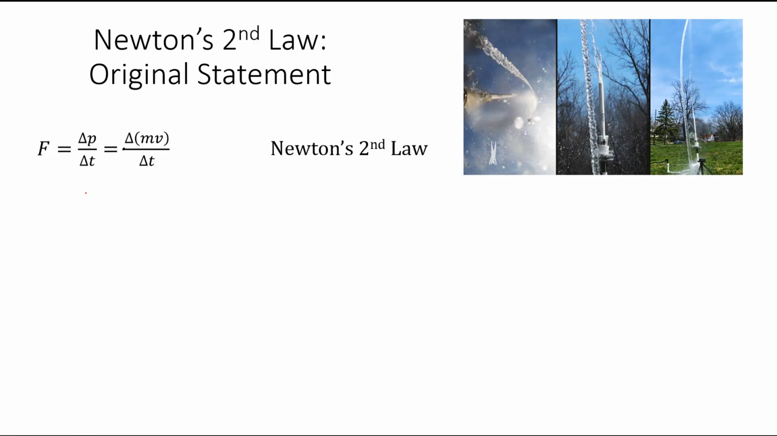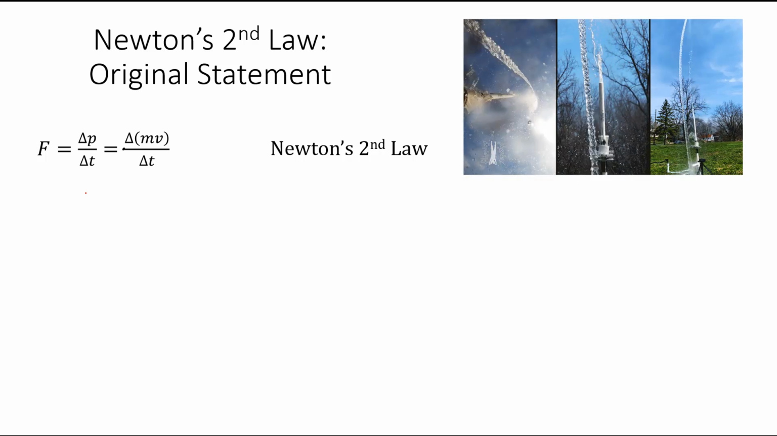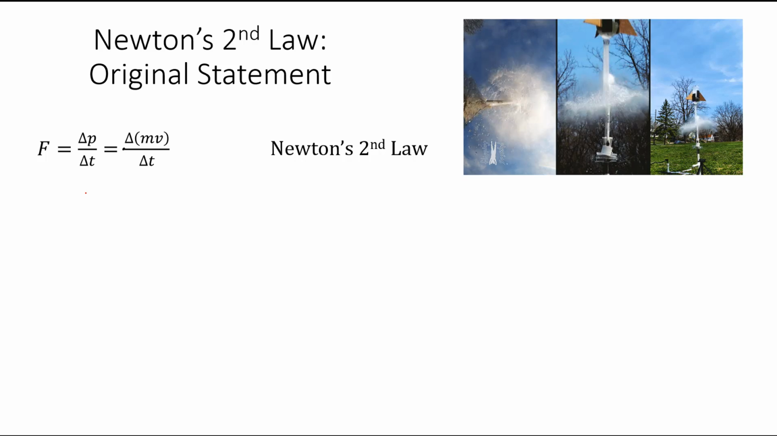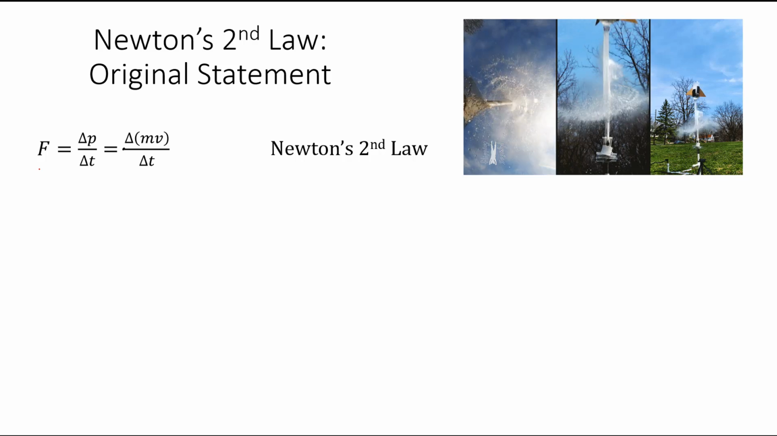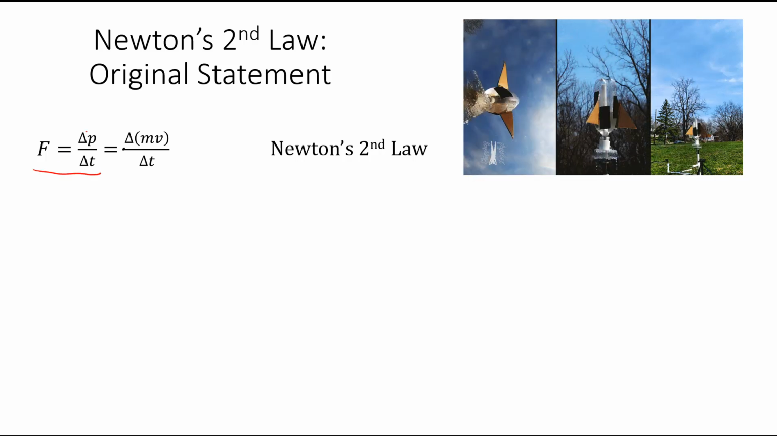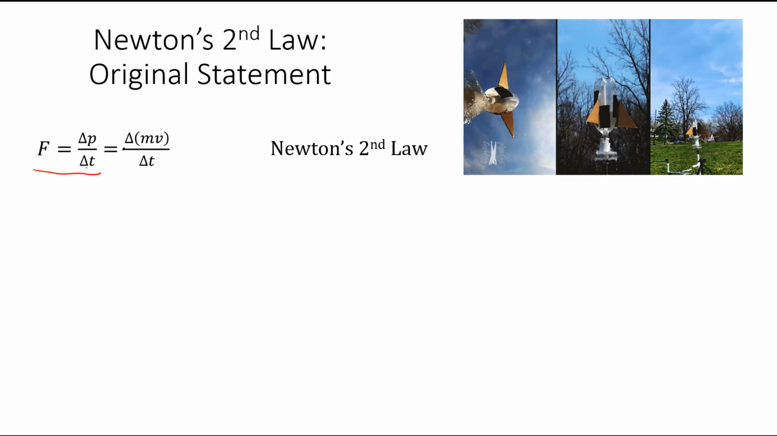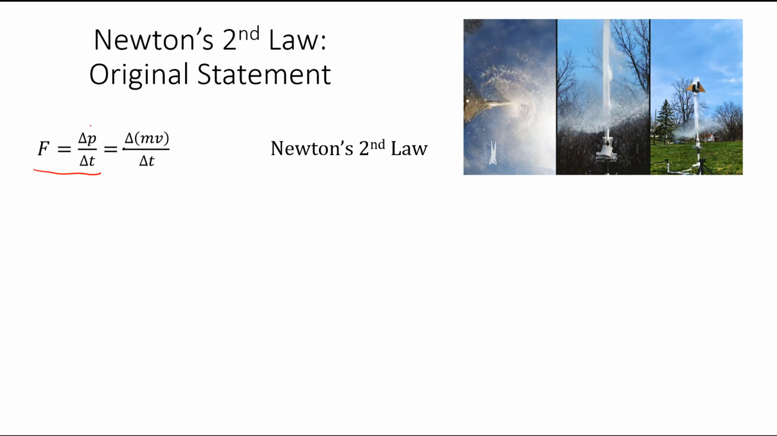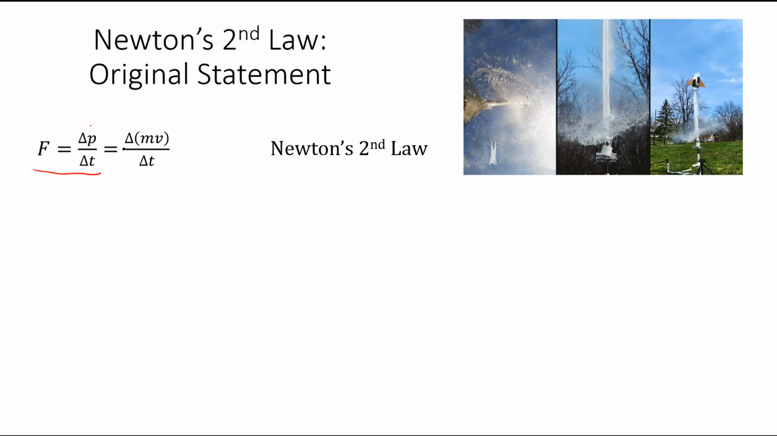We also need to talk about Newton's second law of motion, which we usually state as F equals ma, at least we did when we were talking about forces. But this is not Newton's original statement of his second law. The original Newton's second law said force is equal to the rate of change of momentum, or delta P over delta T. This is actually Newton's second law, and it's always true. It becomes F equals ma as long as our mass is constant.